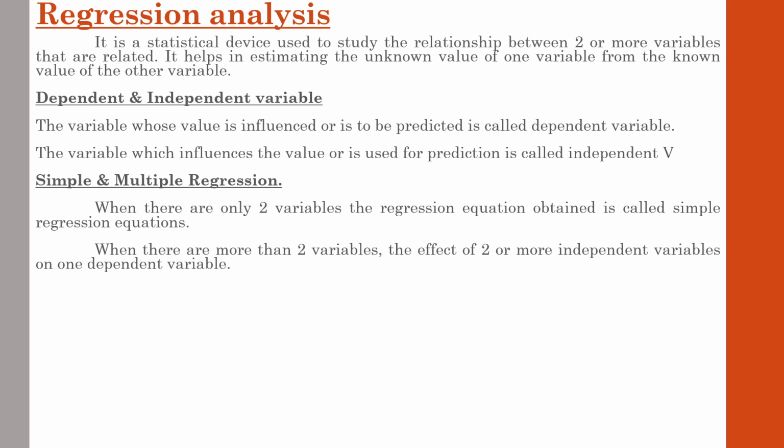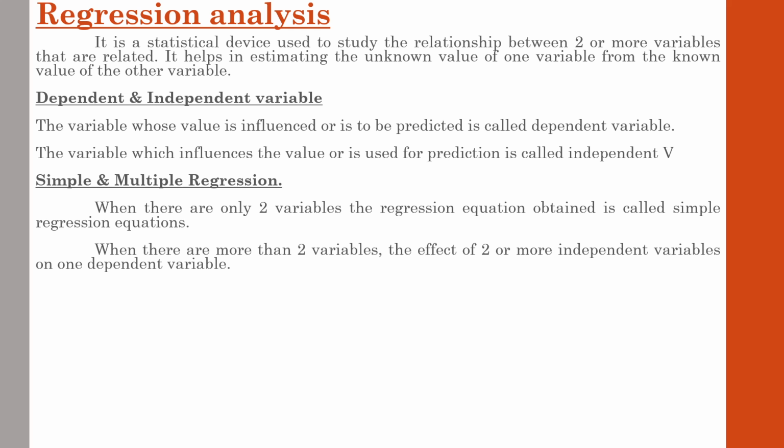Usually, two types of equation will be there because our analysis is always based on bivariate analysis, that is, studying a relation between two variables. So we will be creating two equations, and on the basis of the two equations you will be identifying some numerical value. So in simple regression there will be two variables and the regression equation obtained is called a simple regression equation.